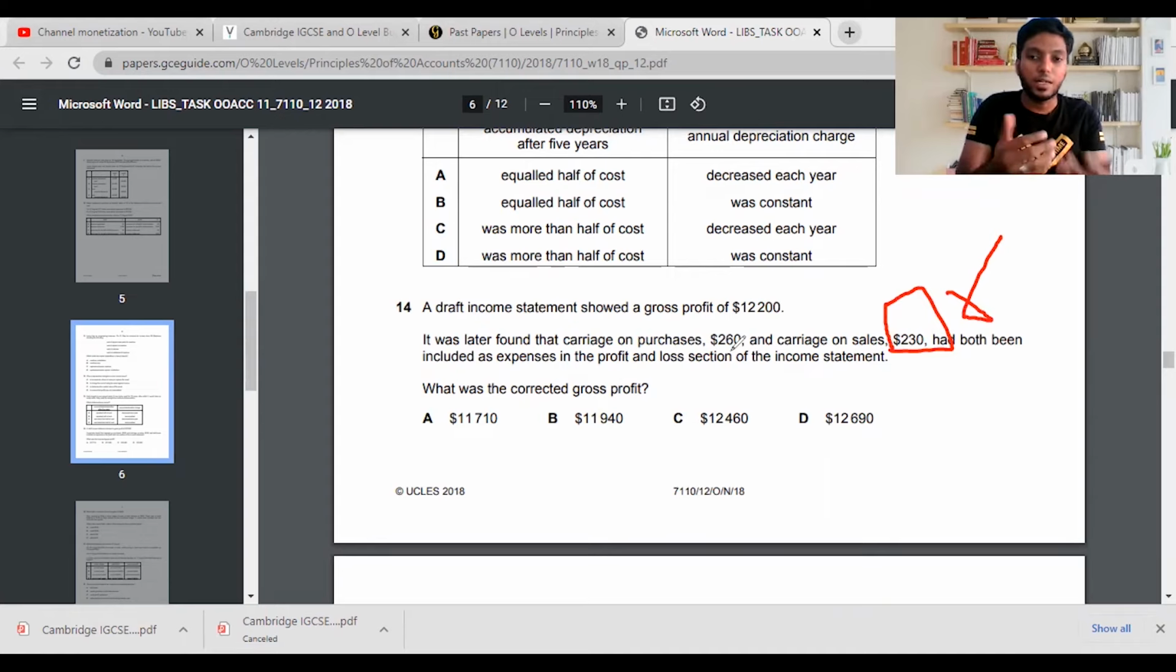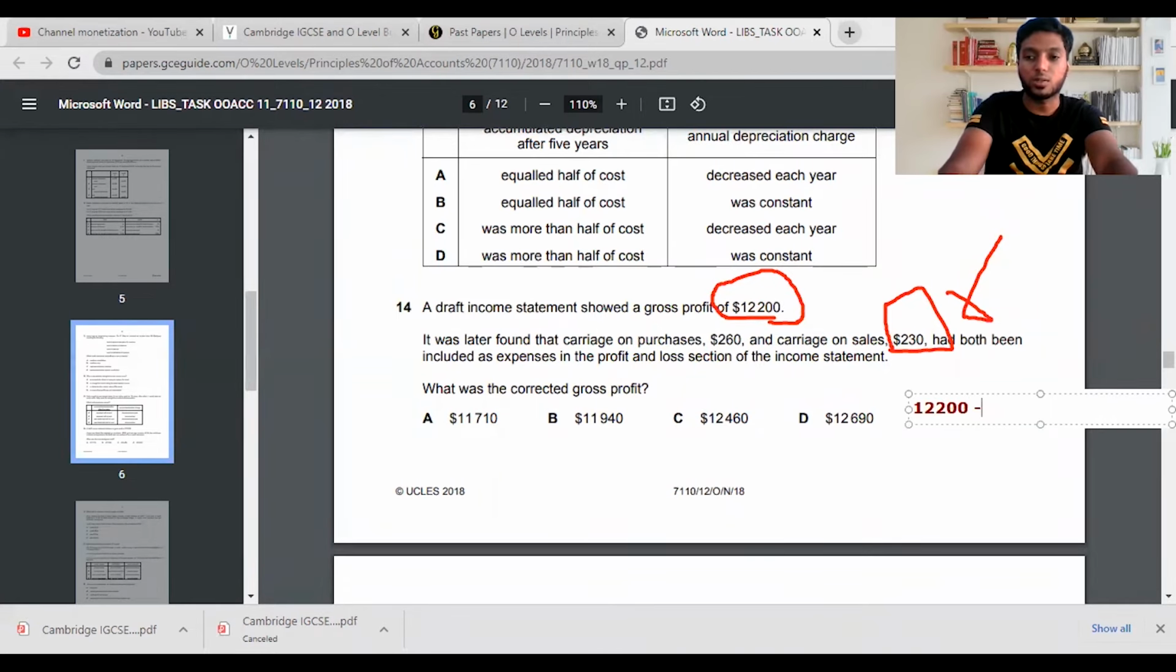As they have already taken the gross profit directly, we can exclude this 260 from this 12,200, because this is something which comes under cost of sales, and we have already calculated gross profit. So I will take this 260 and deduct it straightforwardly from the gross profit. So when I deduct it, I'm getting a value of 11,940.